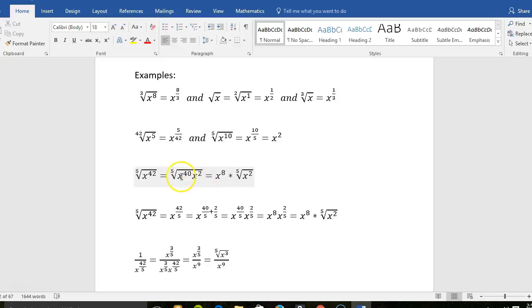That's using the law of exponents again. But now, here's the thing. This x to the 40th, what you do is you do 40 divided by 5, and that's 8. So that comes out as x to the 8th. Now, 2 divided by 5, that's not a clean integer. You don't mess with it. You just leave x squared in here. So what we've got is x to the 8th times the fifth root of x squared.